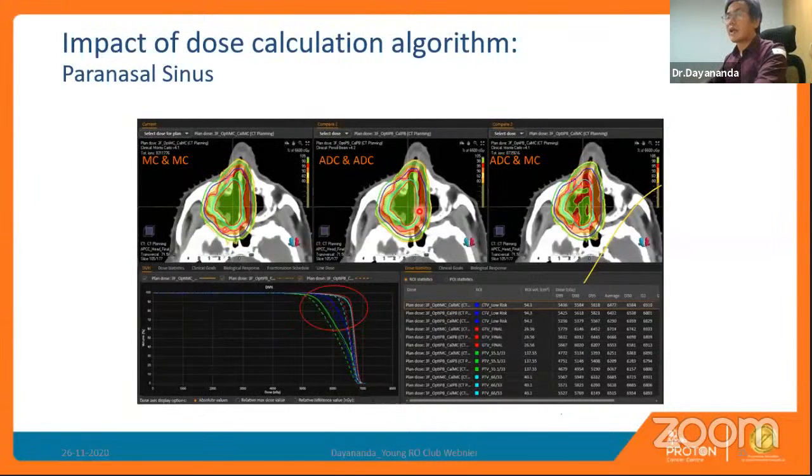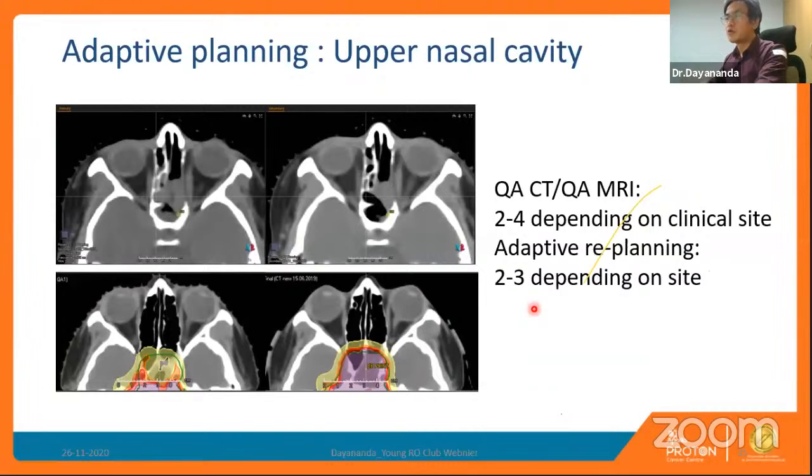As I said, adaptive planning is very usual in proton radiation therapy. You can see over here that during treatment planning simulation, this nasal cavity was open, so accordingly we created a dose distribution like this. During the treatment, there is more filling of the nasal cavities, which leads to a reduction of dose, or underdose, to this area of the target volume.